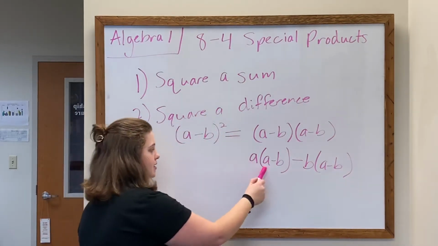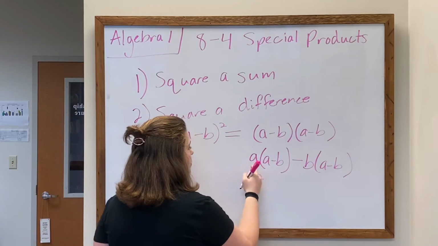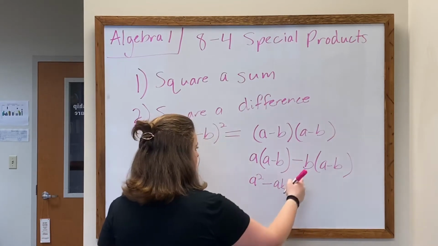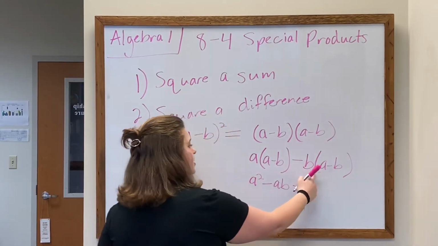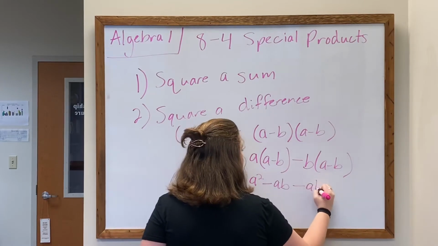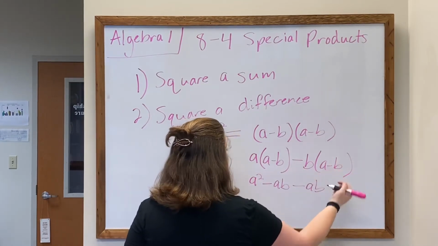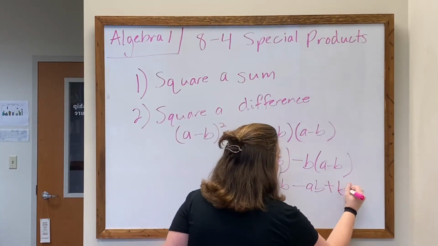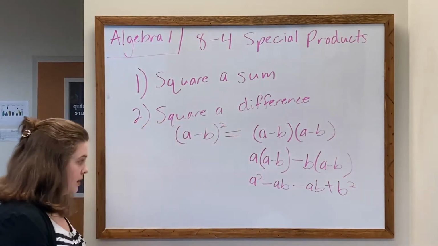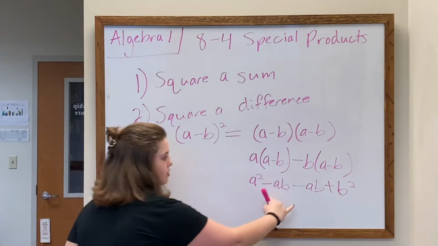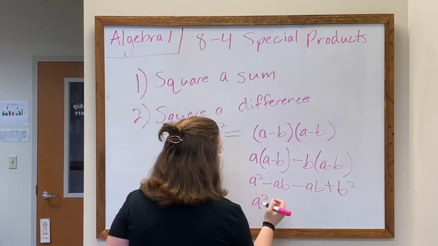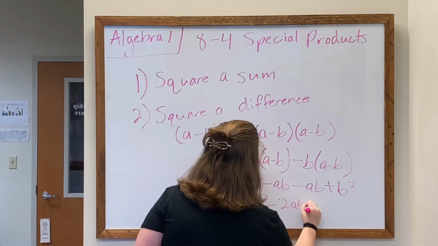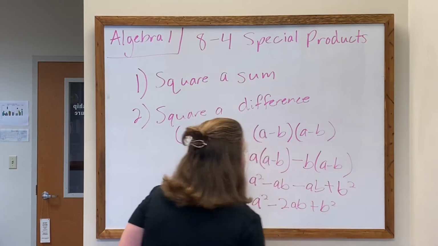Then I'm going to do a times a is a squared. A times b, we're going to have minus ab. Minus b times a is going to give us minus ab. Minus b times minus b, two negatives are going to give us a positive. So we're going to have positive b squared. All right, we're almost finished. We have some like terms here. So I'm going to do a squared, and I have minus ab minus ab. That's going to give me minus 2ab plus b squared.